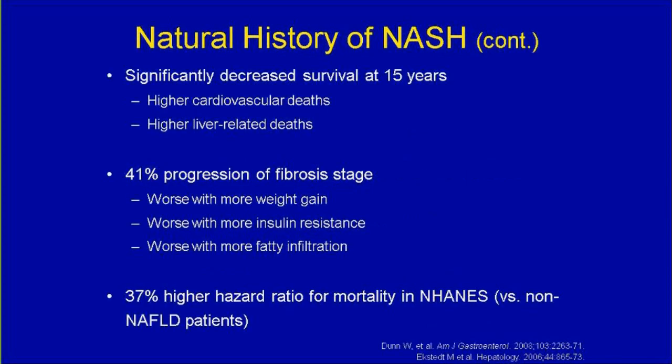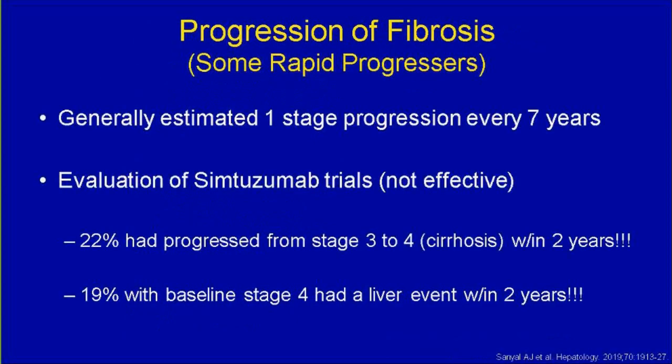And when you take a look here, you'll see significantly decreased survival, again, unlike simple fat, but this shouldn't surprise us because in addition to liver-related issues, these people probably have more issues relating to their metabolic syndrome. In the interest of time, I didn't show you all the slides that predicted which patients with simple fat go on to NASH, but it was more obesity, it was higher blood sugar, it was higher lipids. So again, no big surprise, they should also get potentially more cardiac issues and more cerebrovascular issues. Now, remember we said the classic rule, one stage every 7 years.